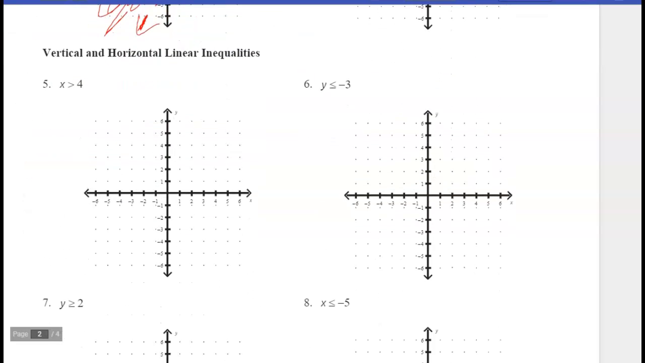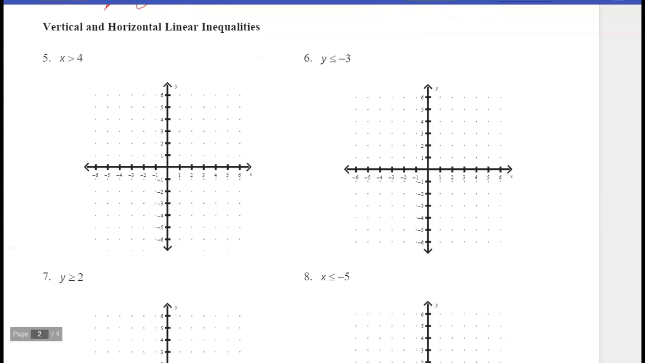Horizontal lines. I'll do a couple of these real quick. So it says x is greater than 4. So I go to this line here at 4, and that's where my x equals 4, and I would make a dotted line there. And when is x greater than 4? Well, when x is 5, when x is 6, when x is 5.5, all those points over here.